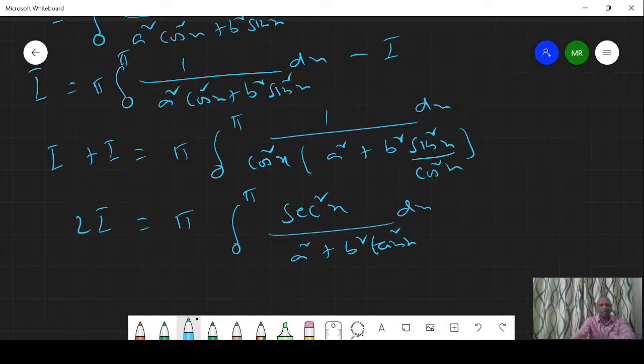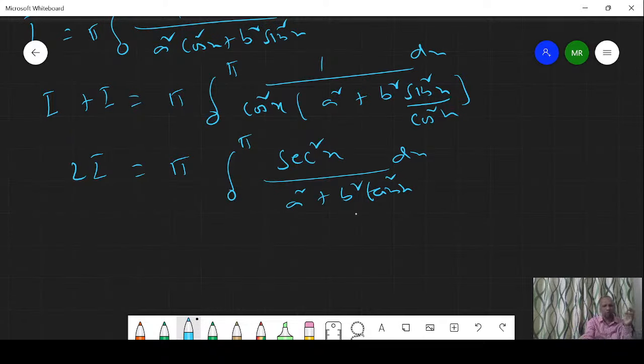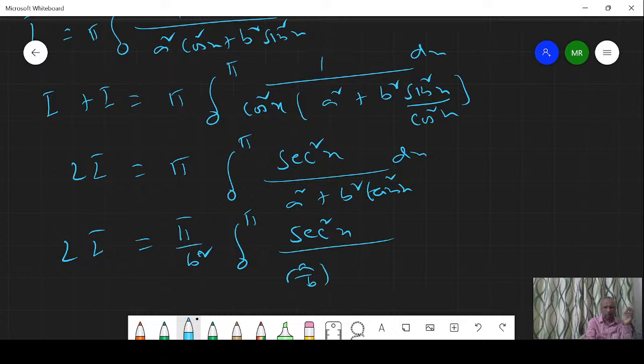For clarification, I can take b square also common, then I can take tan x equal to t, because we want the a square plus t square form. So 2I equals pi by b square, integral 0 to pi of secant square x by (a by b) whole square plus tan square x dx. Put tan x equal to t.